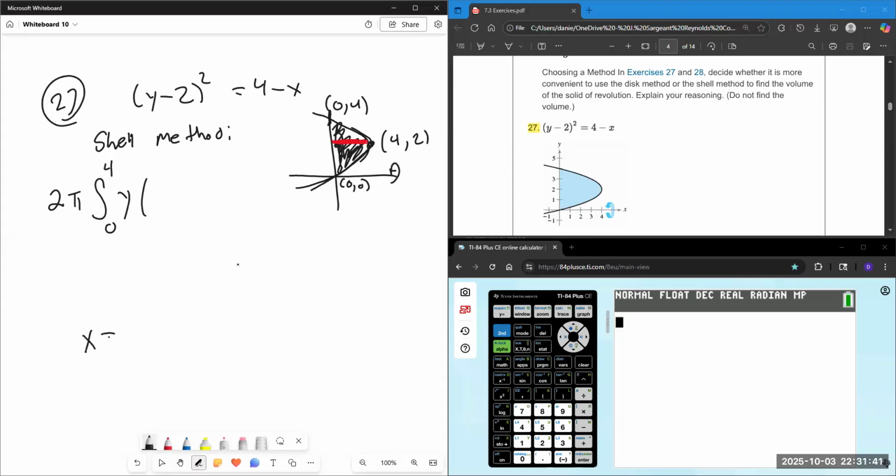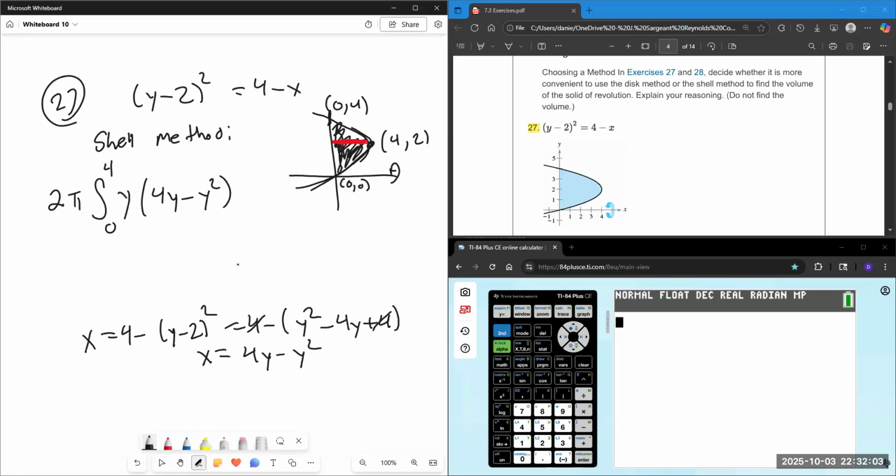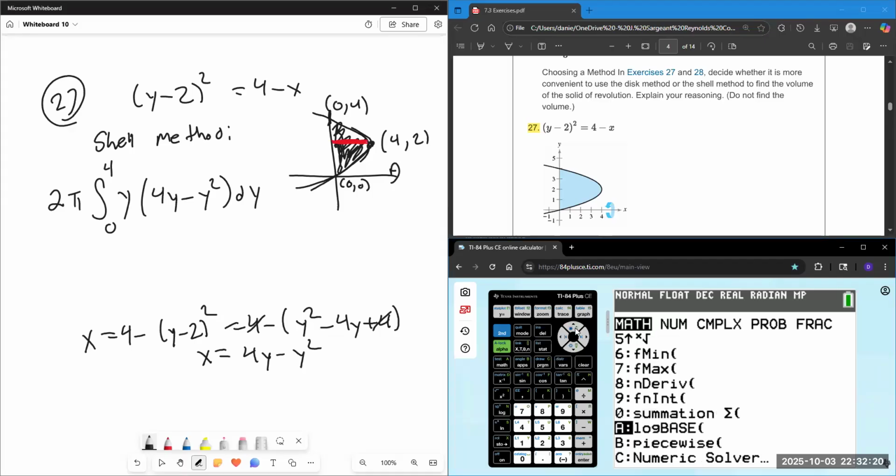X is equal to 4 minus y minus 2 squared. So that equals 4 minus y squared minus 4y plus 4. So x is equal to 4y minus y squared. So 4y minus y squared dy. And that's enough setup there for that one to be able to get the answer. If you do want to know what the answer is so you can keep working on this, I'll show you that you can use the calculator here.